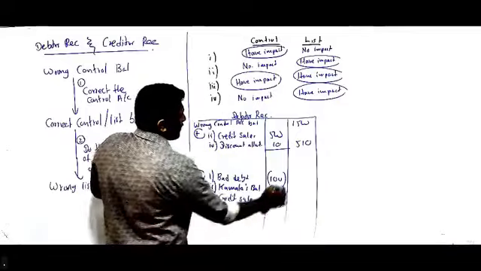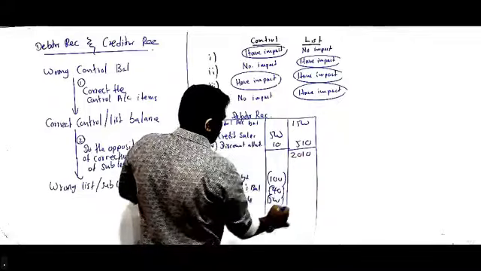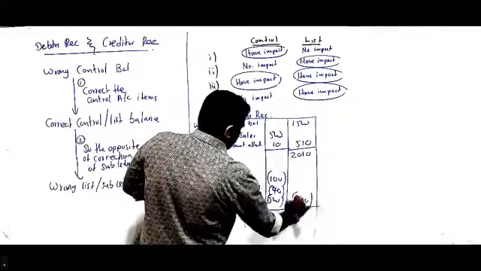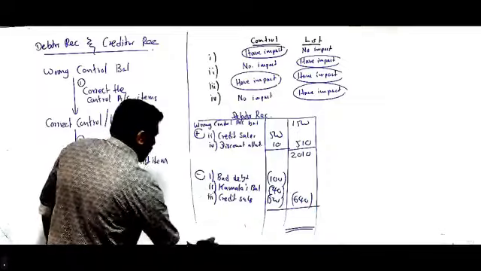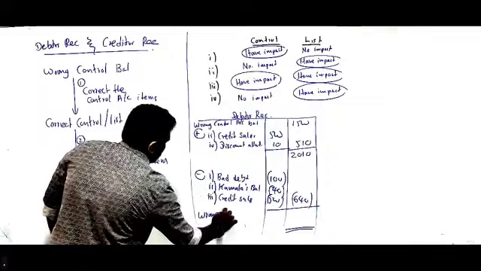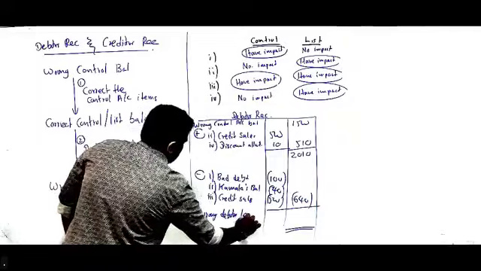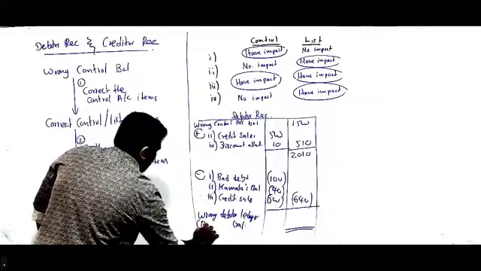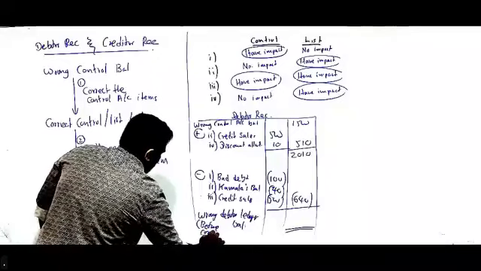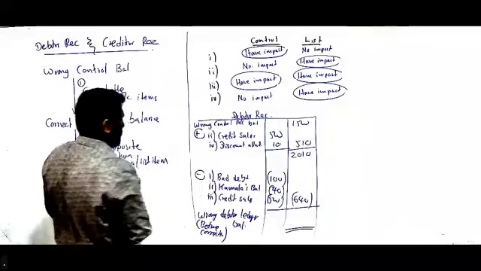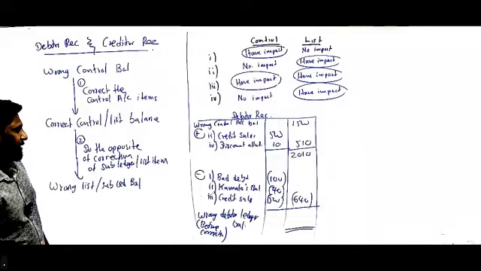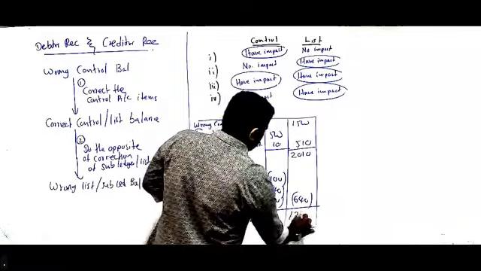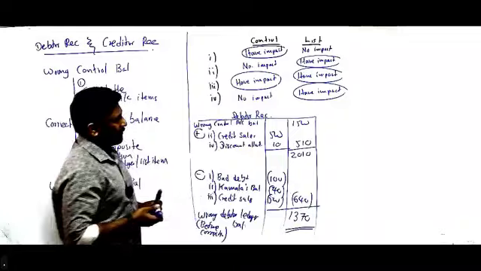I'll get the final answers. 510. Then here 2010. Here how much? 600, 640. Wrong debtor ledger balance. Wrong means before correcting. That's the meaning of wrong. How much is that? 1370.